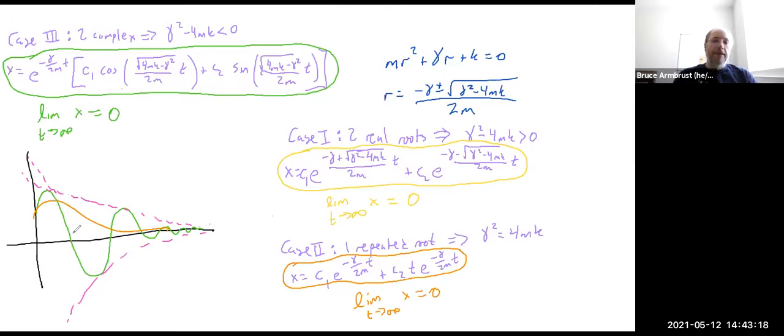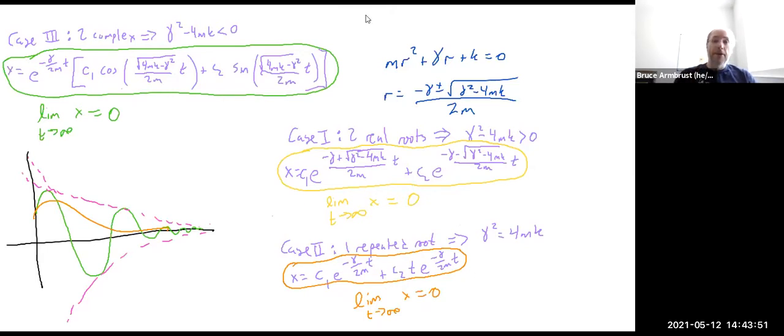Well, think about the difference here. We've made gamma minus 4mk a little bit bigger. So that gamma, in essence, has increased. There's more resistance. There's so much more resistance that it's not going to let it oscillate. It's that point where it won't be allowed to go beyond the equilibrium.